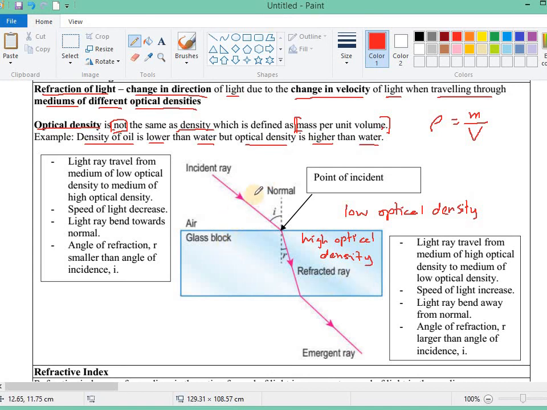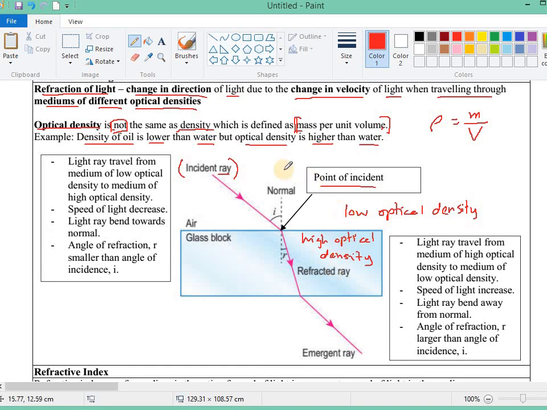So what happens is the light going towards the glass, we call it the incident ray. When we learned about waves, we learned that it is called the incident wave. Here you can call it incident wave also, but because it's light, we use the word ray. So incident wave becomes incident ray. The point where the light ray enters into another medium is what we call the point of incidence.